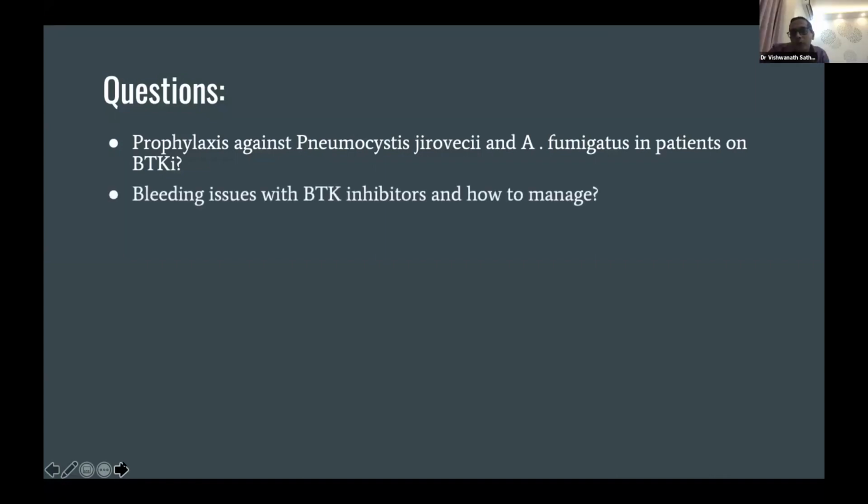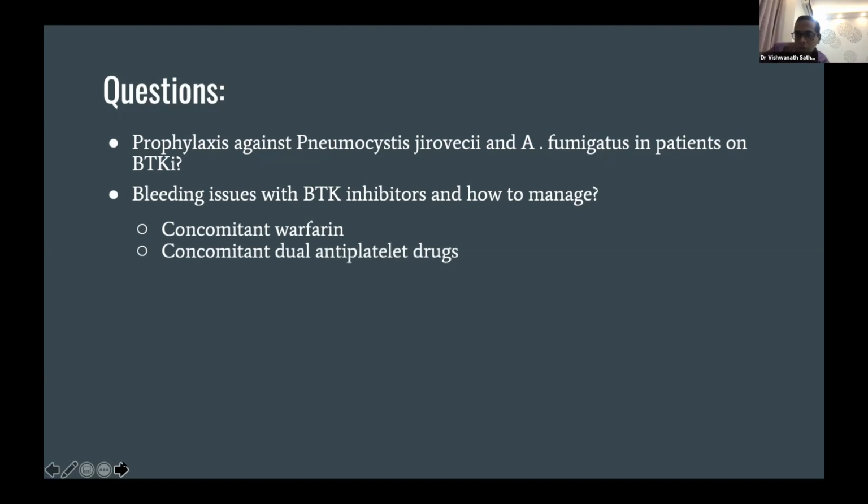So this is the $1 million question. We keep coming across these kinds of situations with bleeding issues with BTK inhibitors and how to manage them. Of course, concomitant warfarin is a total no for this kind of situation. What about dual antiplatelet drugs? What is your thought? Yes, so those are tough ones because there's limited data.